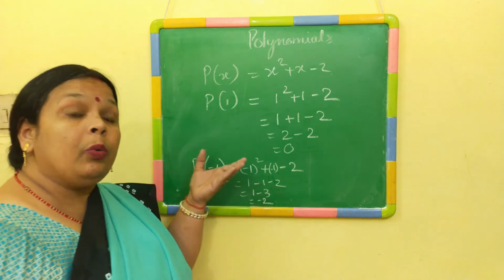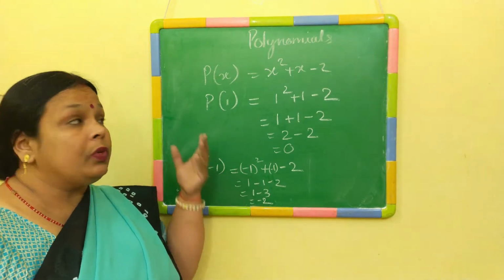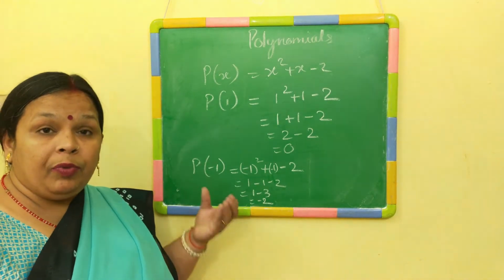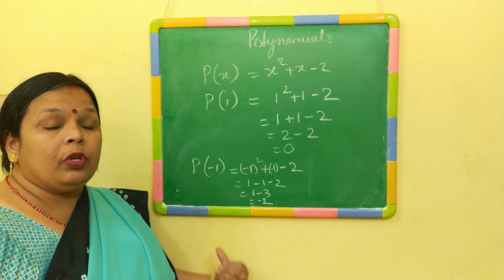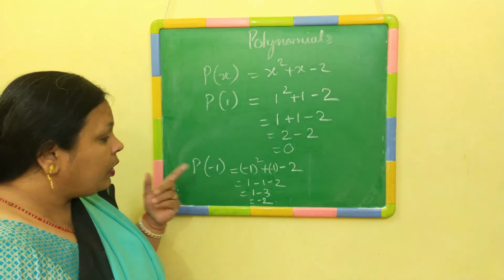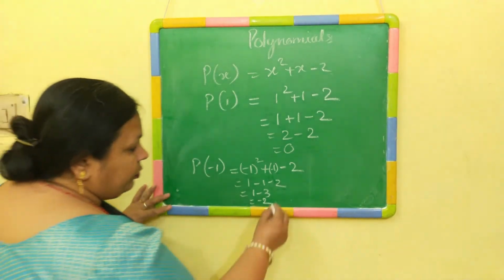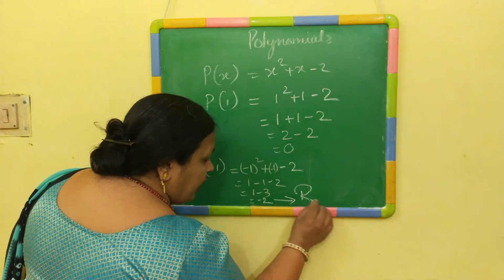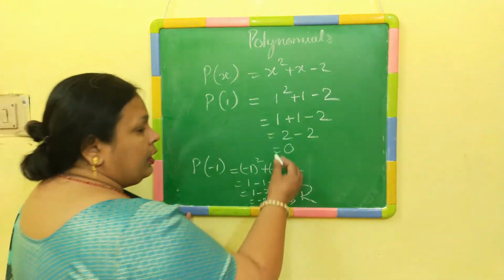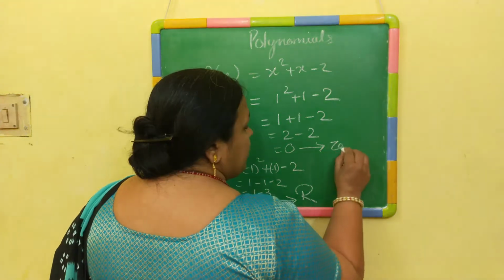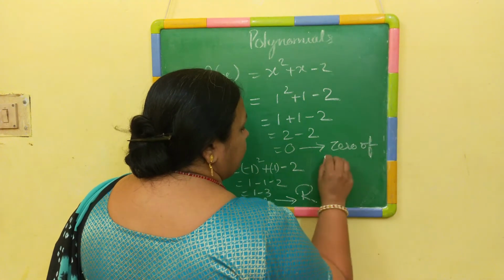So when you are substituting values for the variable in a given polynomial, sometimes you are getting 0, sometimes you are getting some other value. When you are getting some value, this is known as the remainder for that polynomial, and when the value is 0, this is known as the zero of the polynomial.